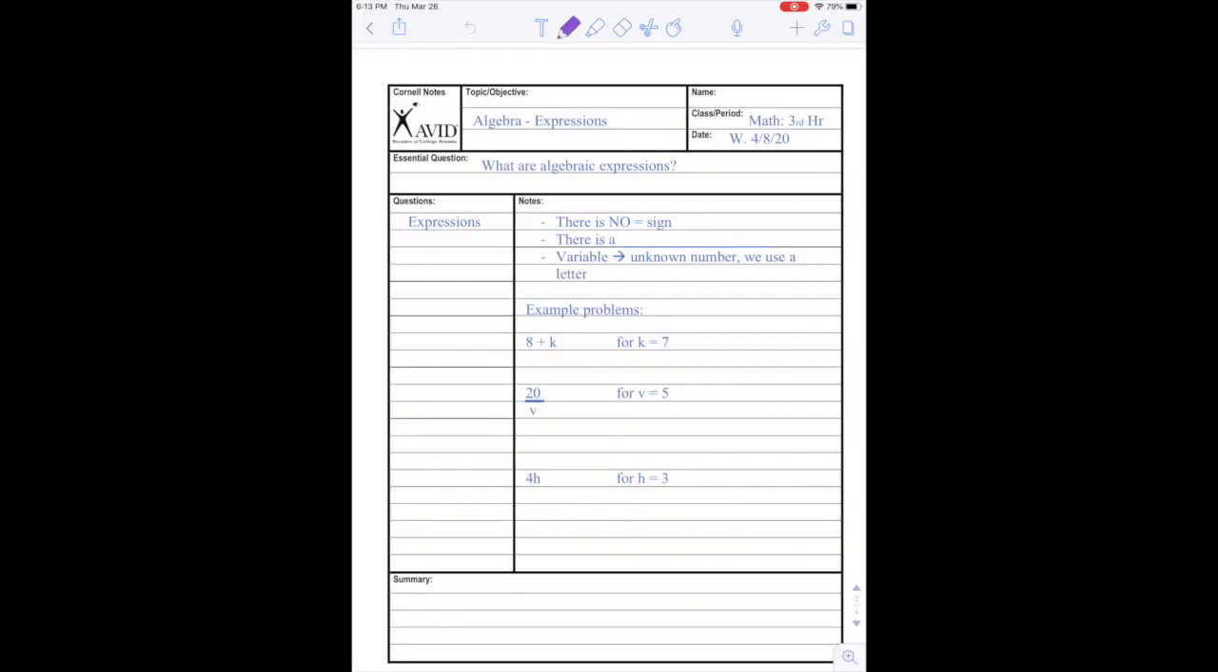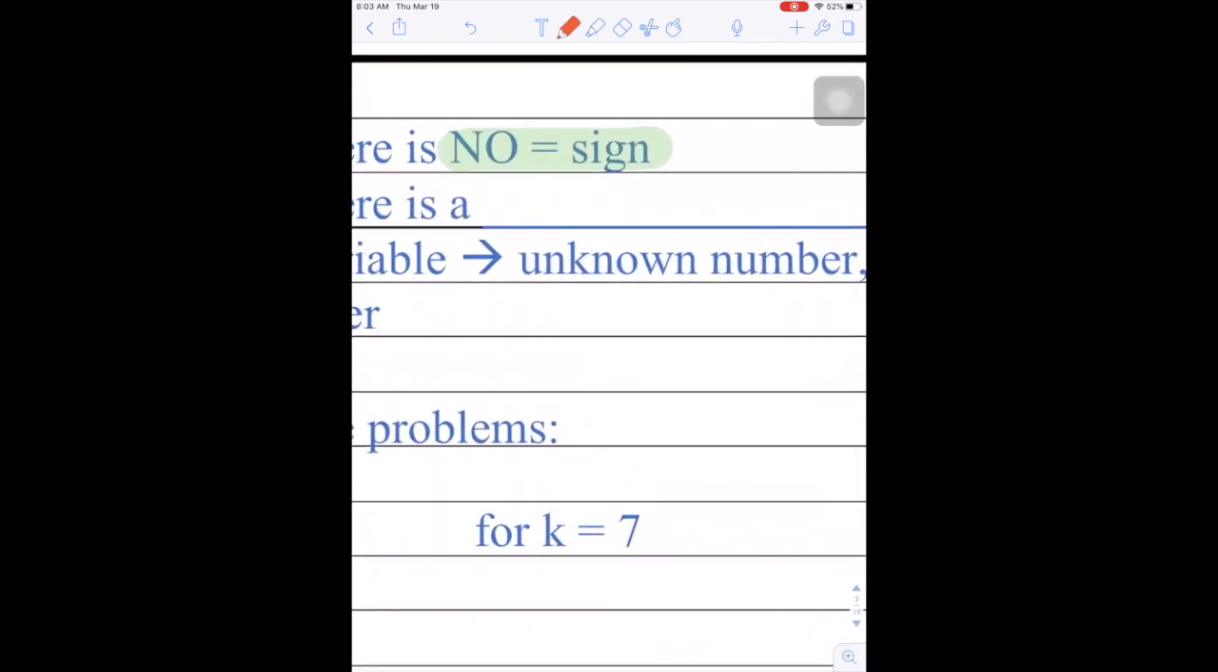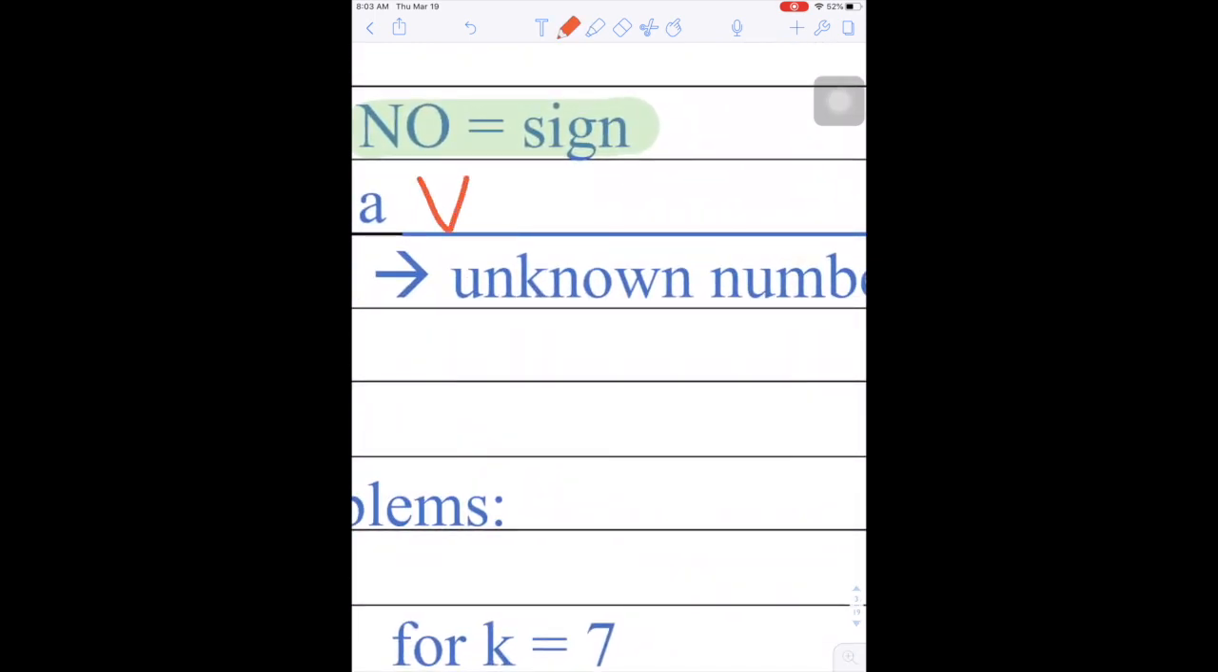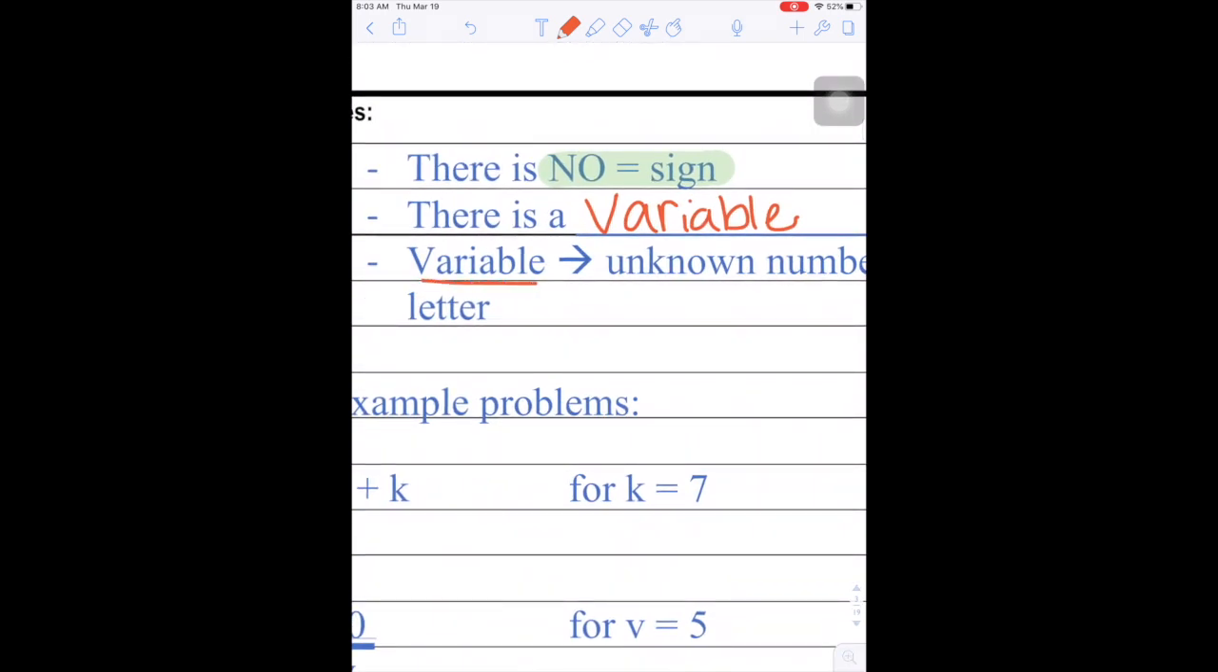Today, what we're going to look at is, what is an algebraic expression? There is no equal sign, okay? And you're going to have to write this word in, variable. If you're wondering how to spell it, I have the word right here again. So there is a variable.